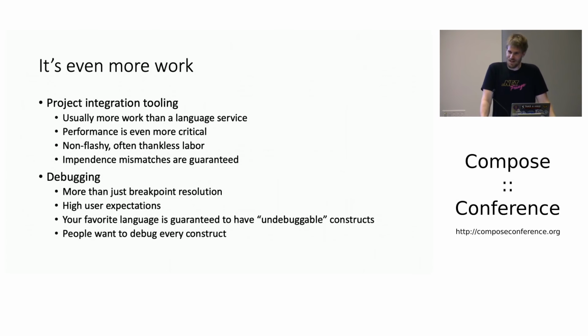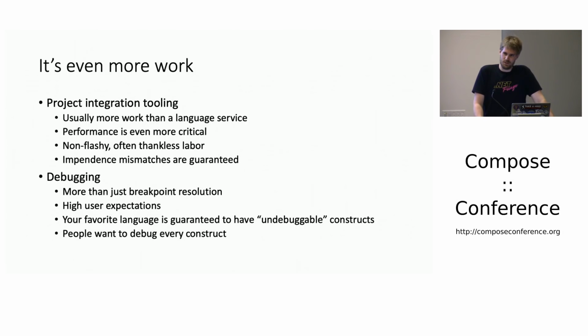And impedance mismatch is absolutely going to happen because a given host, especially something like Visual Studio, which has been around since the late 1990s, is going to have a way of working that is not going to jive with a functional language. That's just going to be the case.